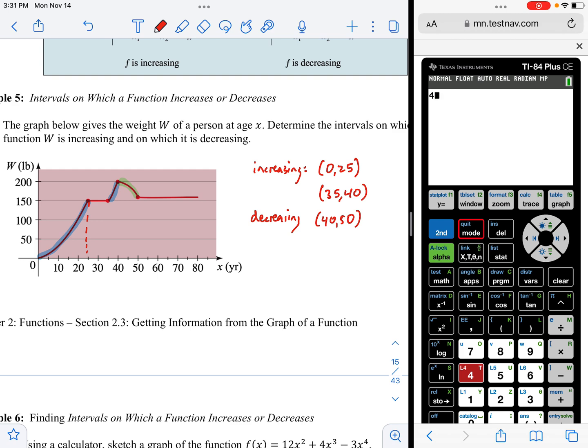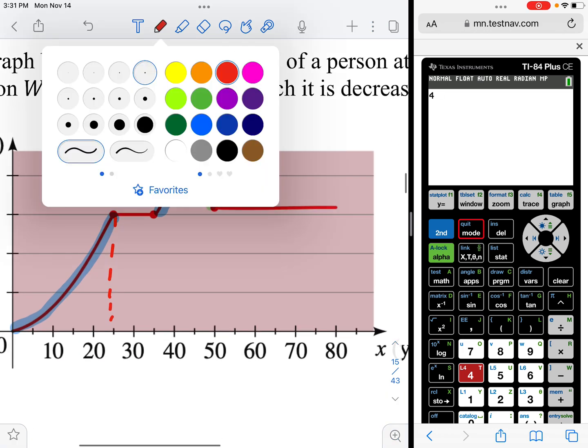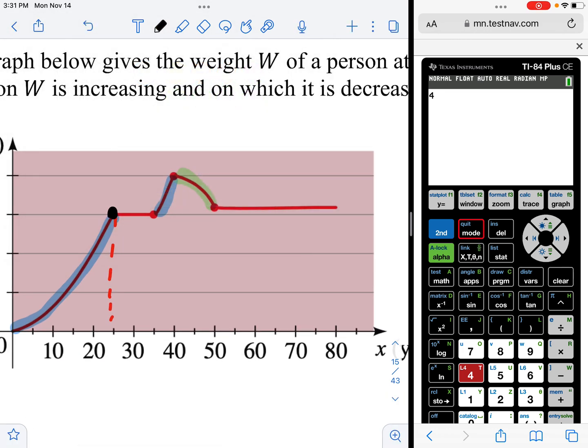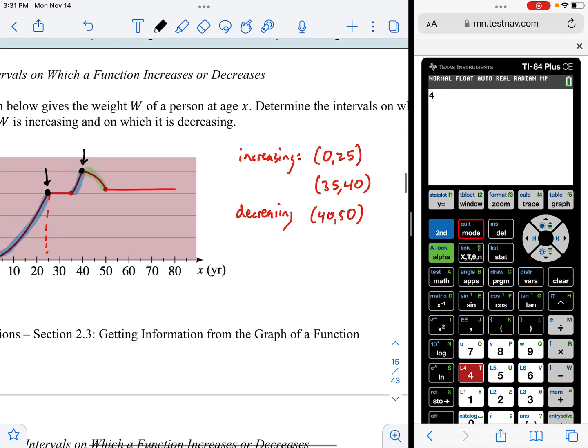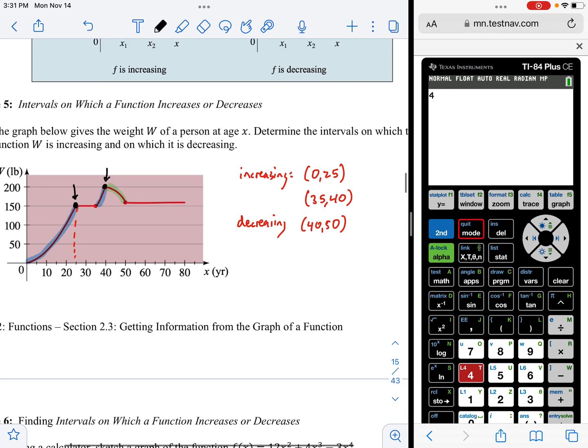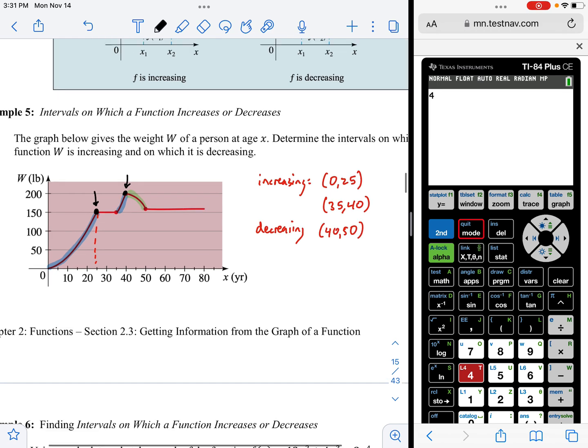I chose to put parentheses around these intervals, so we're not really including the endpoints. For example, if we look at this particular endpoint right here, that's a transition between increasing and constant. Or we look at this endpoint right there, that's a transition between increasing and decreasing. And so we're not classifying those within increasing or decreasing. We're just leaving those off. So we're considering these open intervals.